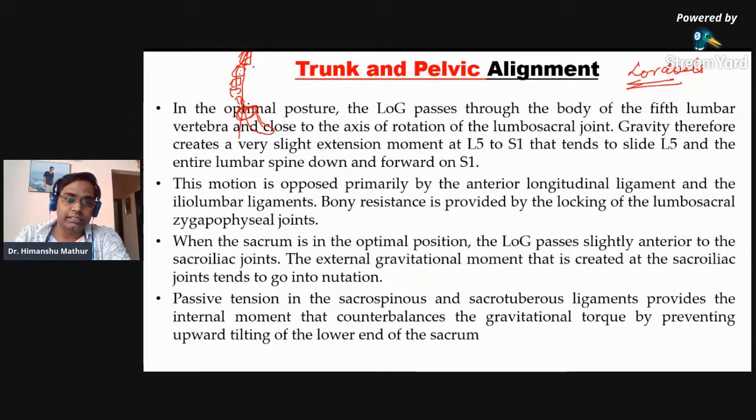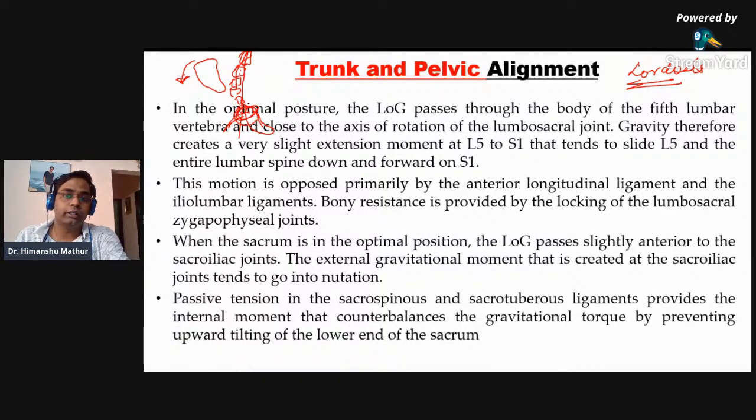Now, since it is producing an extension moment, or favoring the lordosis at the lumbar spine, it is favoring the nutation, the anterior motion of the sacrum. If the sacrum is lying like this, it favors the anterior rotation of the sacrum. Now, the anterior rotation of the sacrum is your nutation. So it always favors the nutation torque.